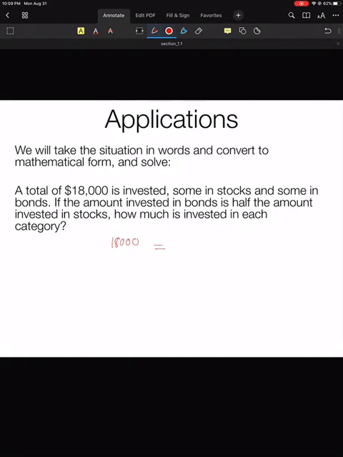And then the tricky part is, how do we write the right side? So first we should really define what x is, and we'll use x because x is the most common. That's really going to come from the second sentence here. If the amount invested in bonds is half of the amount invested in stocks, how much is invested in each category? So I'm going to call the amount invested in stocks x.